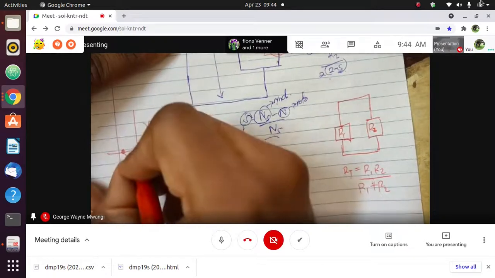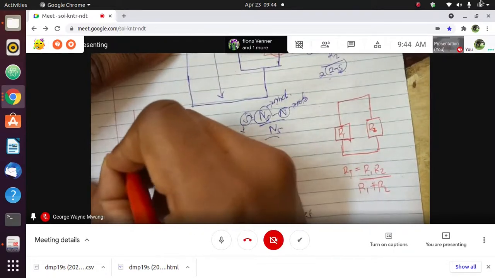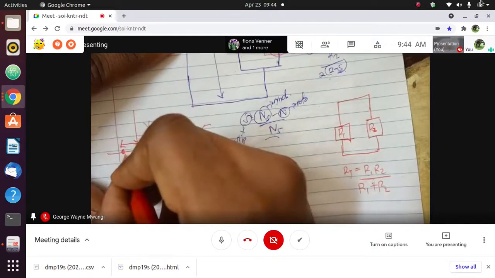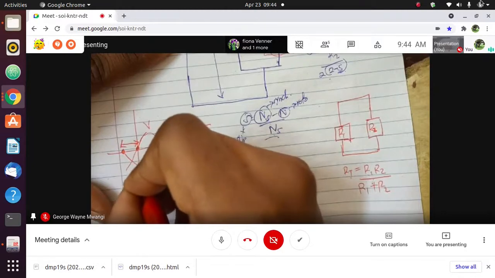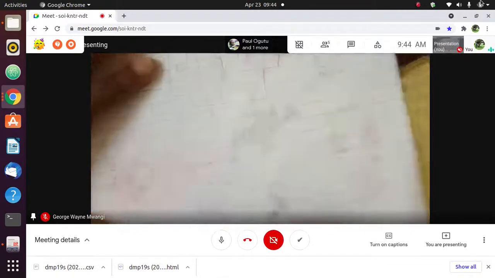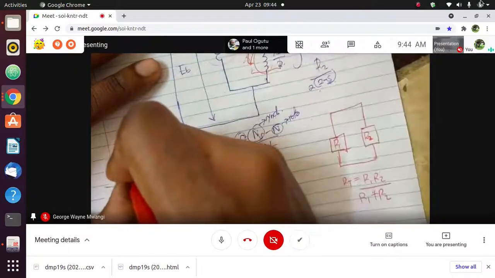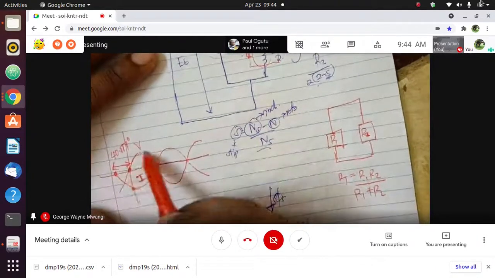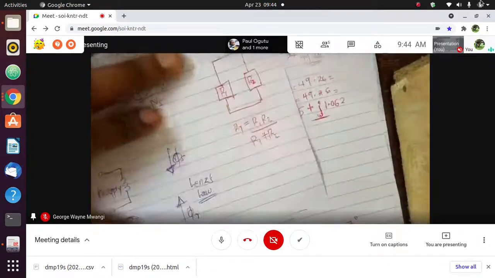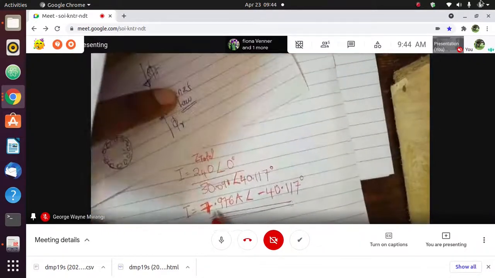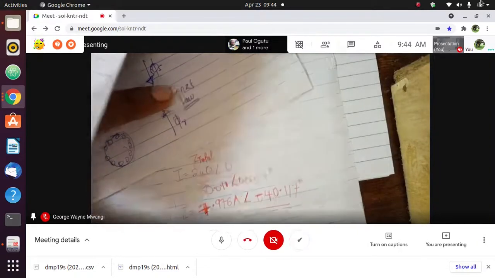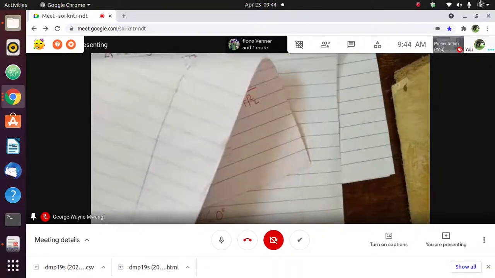You see that our voltage starts, let's say at 0, but our current starts at an angle of 40.117 after. It will be starting at an angle of 40.117 after the voltage has already started. So when you're asked to find the current, we have been able to find the current at 7.97, but it is lagging the voltage by 40.117 degrees. Are we together? Yeah.